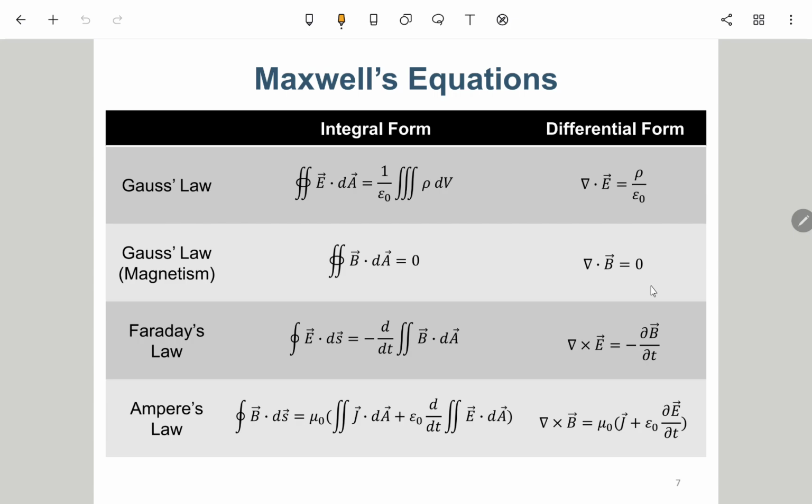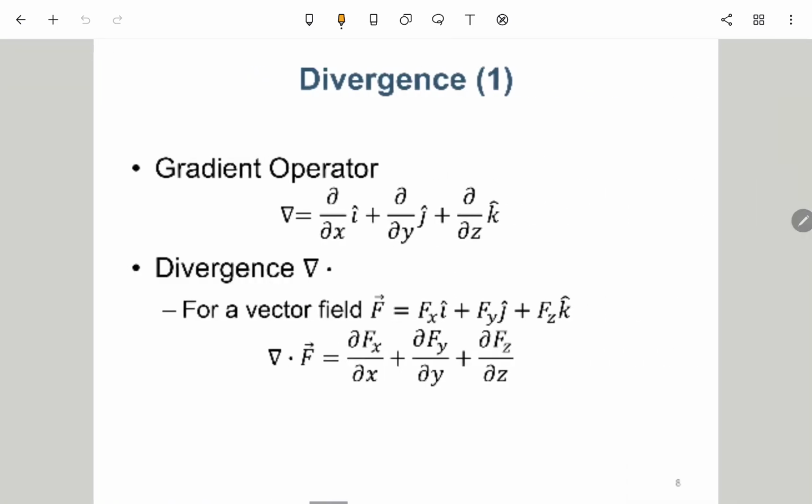Okay, so compared to the differential form: divergence of E equals rho over epsilon naught, and divergence of B equals 0, and curl of E equals negative partial B partial t, and then curl of B equals mu naught J plus epsilon naught partial E partial t. Okay, so far, what does it mean? We will start to talk about it.